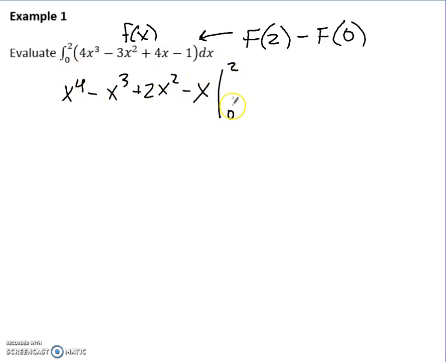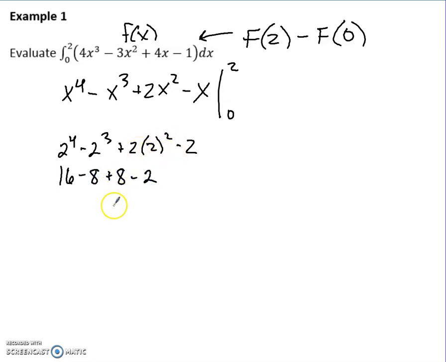So this is my result. I'm about to plug in 0 to 2. So I plug in 2 first. So I've got 2 to the 4th minus 2 to the 3rd plus 2 times 2 squared minus 2. I think you get the idea here. So let's see what we get. 16 minus 8 plus 8 minus 2. So I end up with 14 minus what I get when I plug in 0. Now the nice thing about that is I get 0 minus 0 plus 0 minus 0, you get the idea. So I basically just get 0. So I get 14 here.